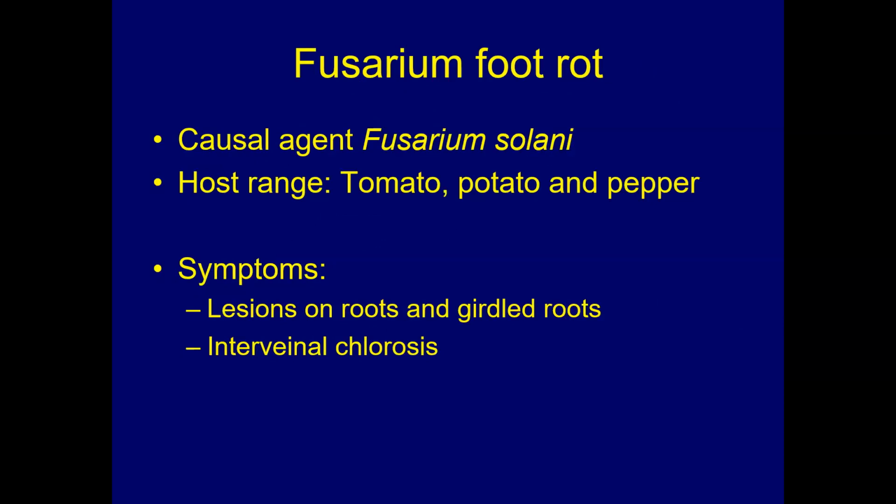Now, lastly, we have Fusarium foot rot. Causal agent is Fusarium solani. Its host range includes tomatoes, potatoes, and peppers. You will see lesions on roots, and you will see girdled roots. You will see on the foliage interveinal chlorosis. You will not see vascular discoloration.